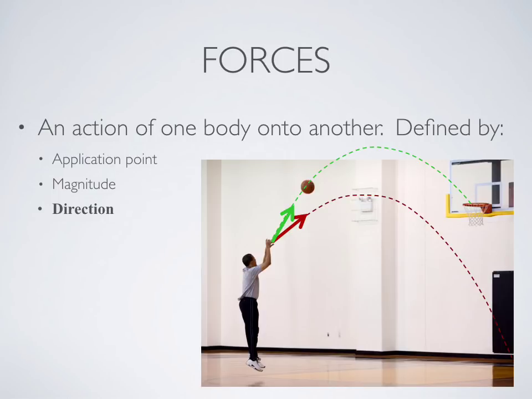Direction is also important. In this case, the basketball. If the direction is in the red arrow, this person will miss the shot. If the direction is in the green arrow, this person will make the shot. So all three pieces are really important to note because they have quite an effect on the behavior of the body being acted upon. We'll look at that after a question break.